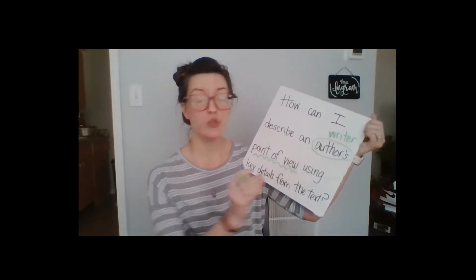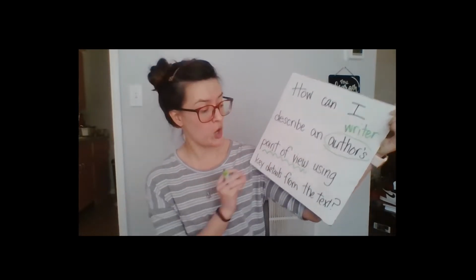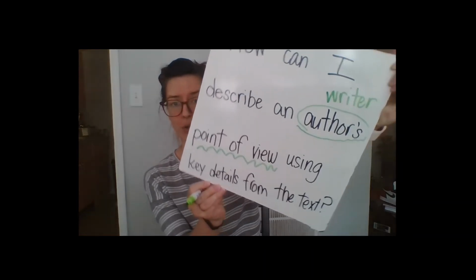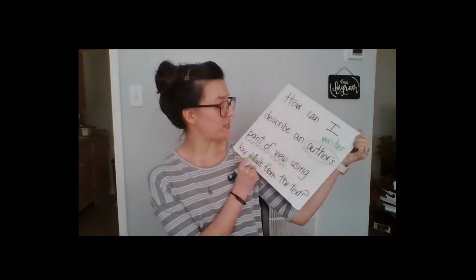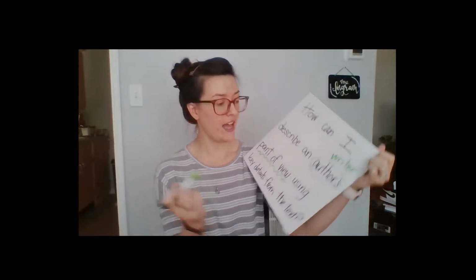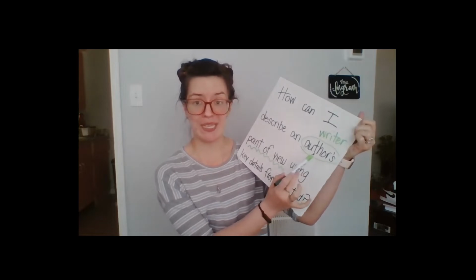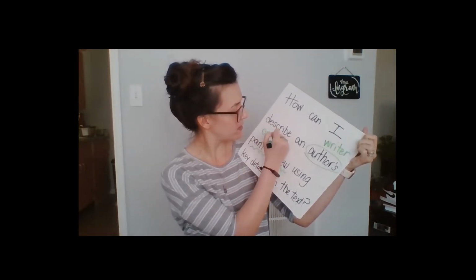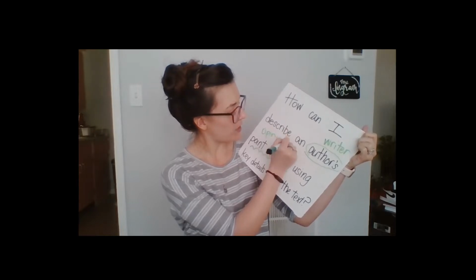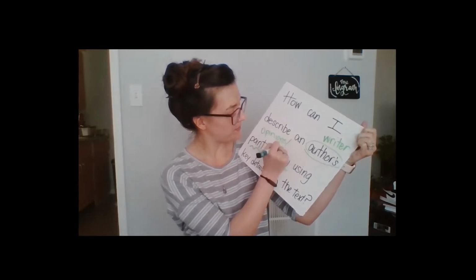All right, next on up, we've got our term point of view. Now, this one you should be experts on already. What is a point of view? That's right, a point of view is the opinion or the belief of the person that we're talking about. In this case, the author. So we are talking about opinions. We are talking about beliefs.